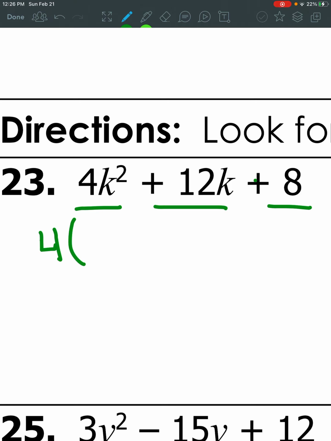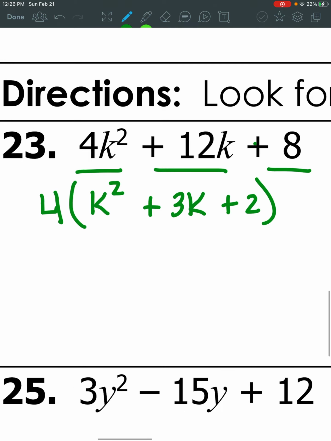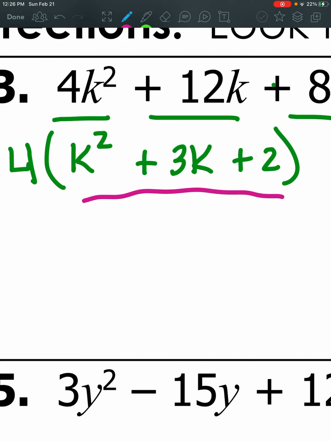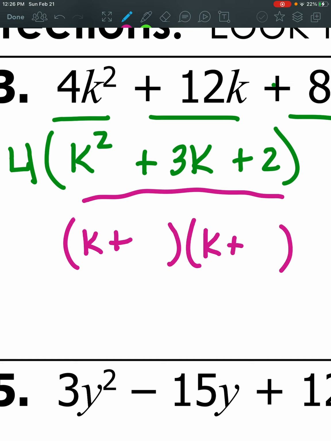So then we divide all three of these terms by 4. So 4 divided by 4, we just get 1, or just k squared left. 12k divided by 4, we get 3k. And then 8 divided by 4, we get 2. So it's the exact same polynomial. We just pulled out a GCF, a greatest common factor. Now what we can do is factor the polynomial k squared plus 3k plus 2. So we know everything's positive there, so it's going to be k plus and k plus. Now don't forget, because it's a common error I see, don't forget to bring down the GCF with it.